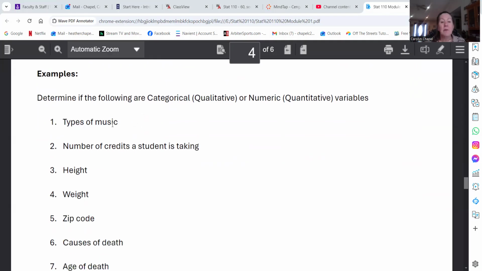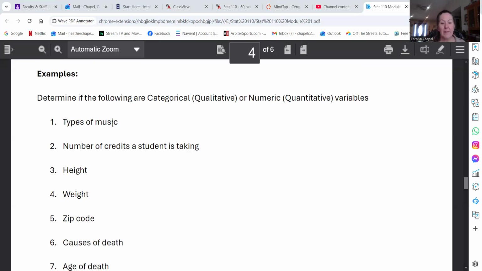So the types of music that there's out there, so your rap and your pop and your jazz and your classical and all those other types of music. I'm not going to list them all. Those are going to be considered categorical data because it's a category.